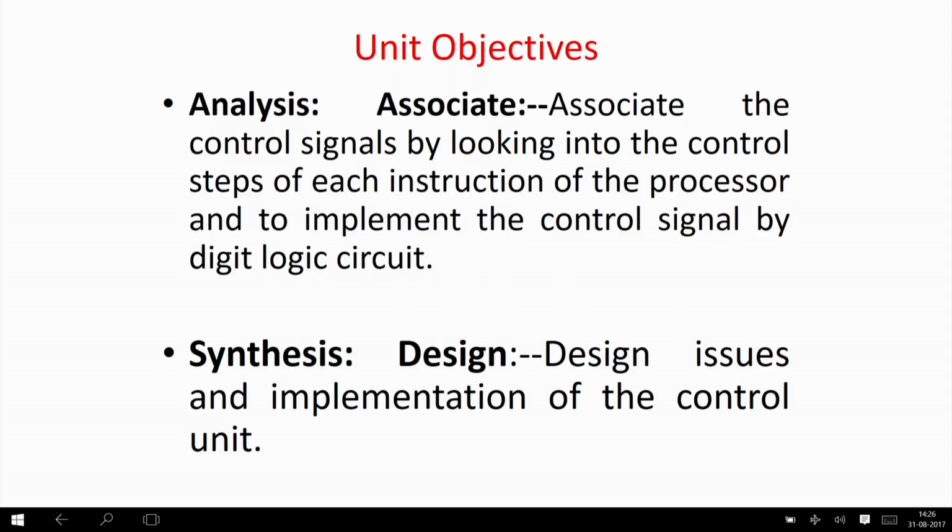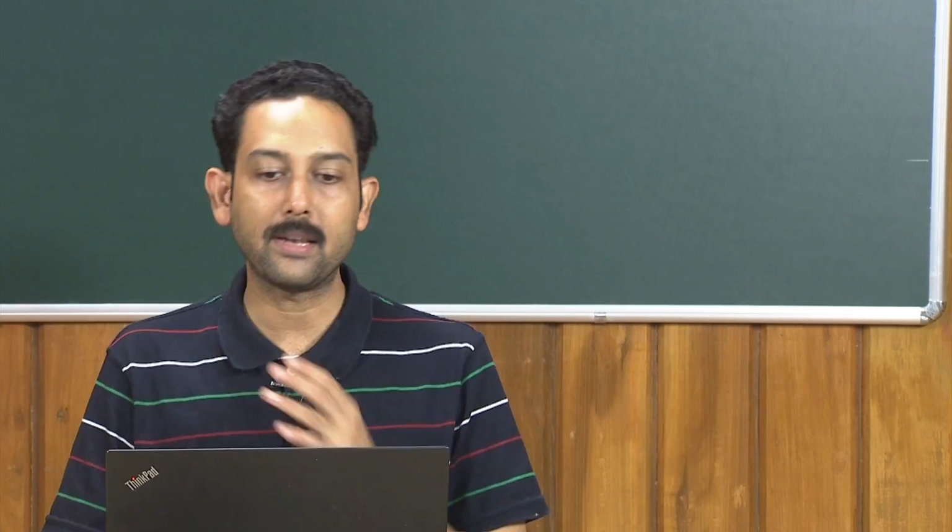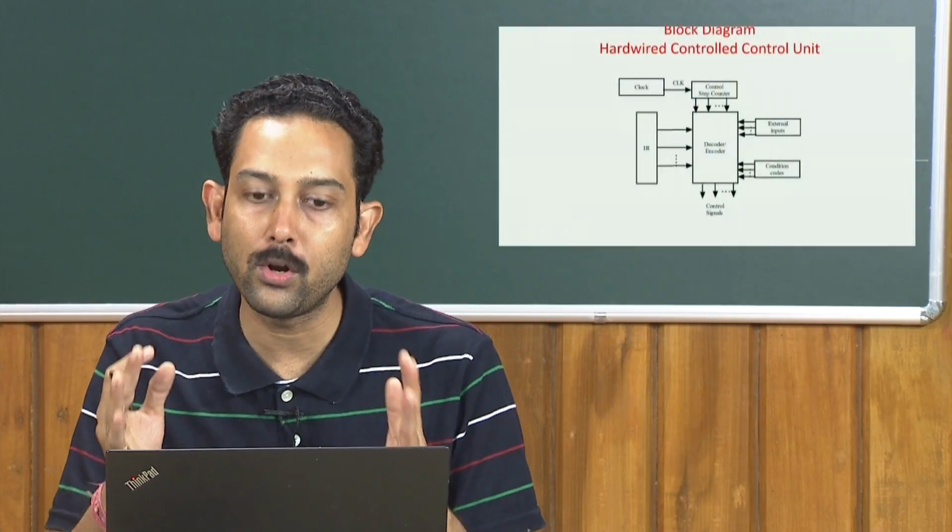Again, the basic design of a finite state machine we will not be covering in this unit, because it corresponds to your digital design fundamentals. If some truth table is given, how you design a finite state machine in terms of gates and flip flops, you have to recollect. And finally, there is a design objective: design issues and implementation of the control unit. If I give you a macro instruction, you will be able to design a finite state machine based controller for that. That is the idea. So, now let us go into the unit.